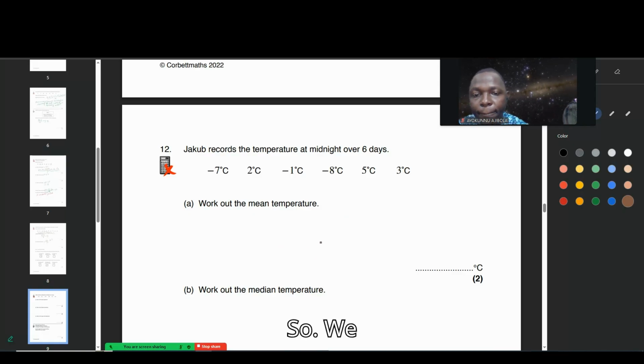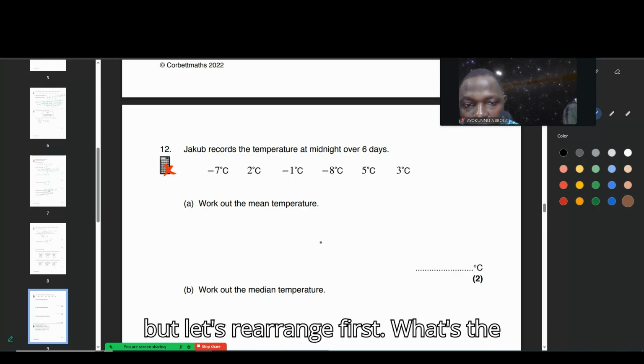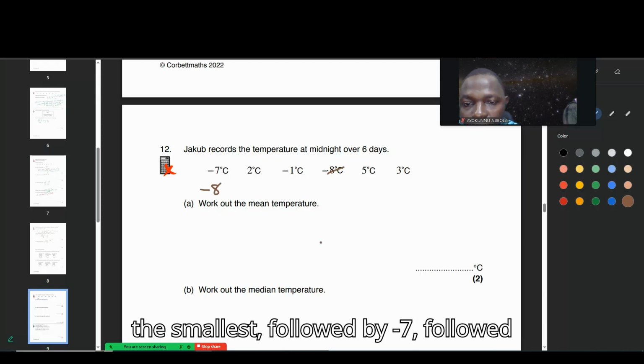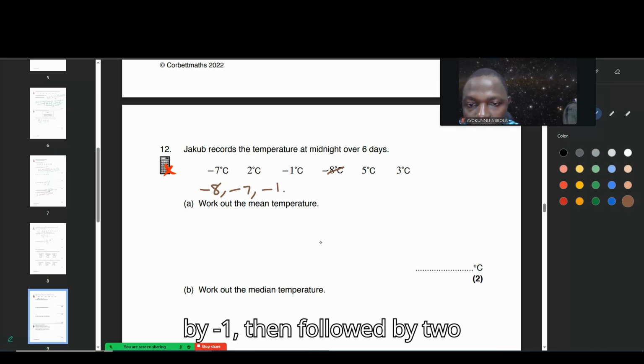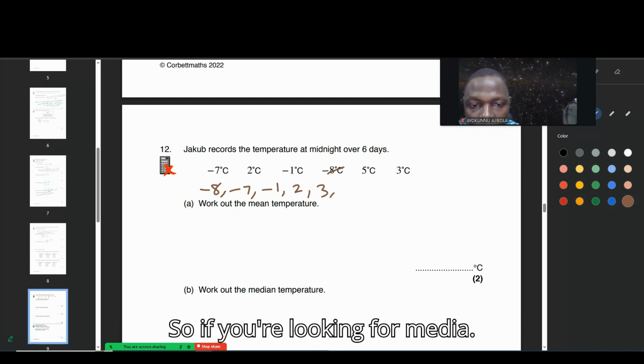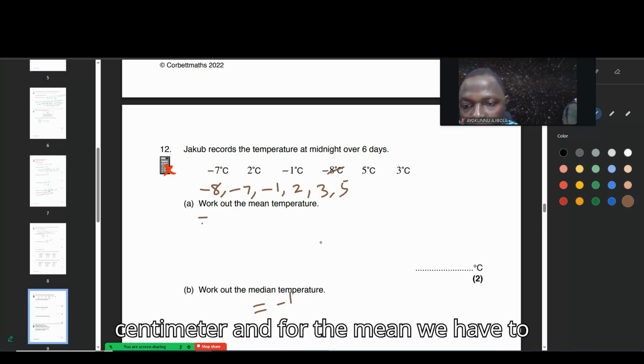So we have to add all this together, but let's rearrange first. What's the smallest? That's minus 8. Minus 8 is the smallest, followed by minus 7, followed by minus 1, then followed by 2, and followed by 3 and 5. So if we are looking for median, the median is equal to minus 1, that falls in the middle. And for the mean, we have to add everything together.